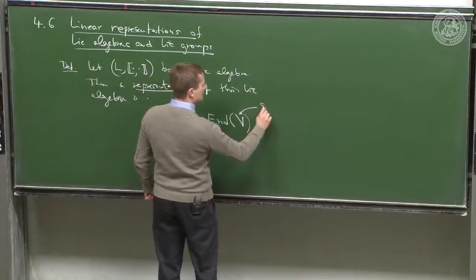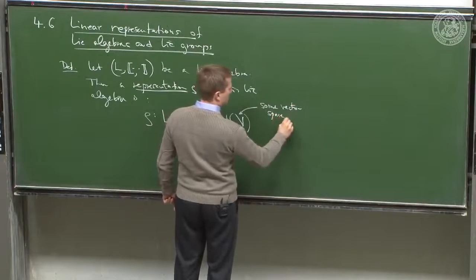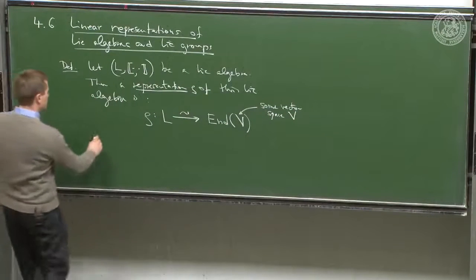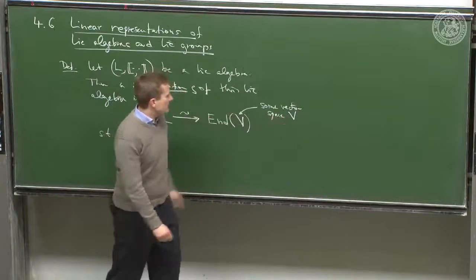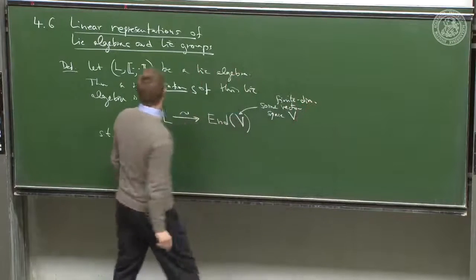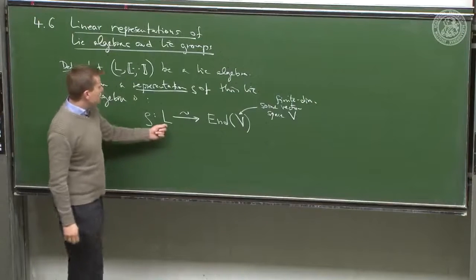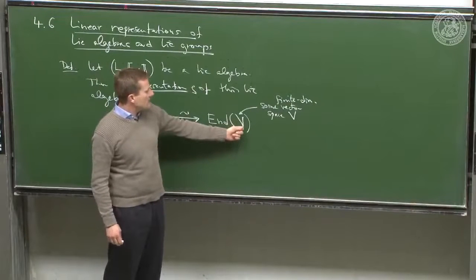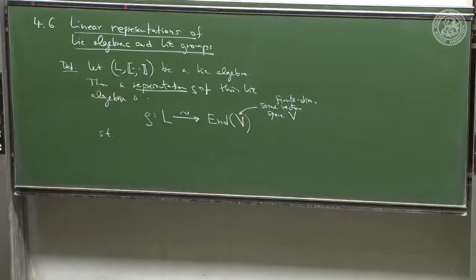So this is some vector space V over the real or the complex numbers. Let's say some finite dimensional vector space, and then we have a finite dimensional representation. Does that make sense? Well, L is a vector space, and End V is also a vector space, because that's all the linear maps from V to V, which by themselves constitute a vector space again.